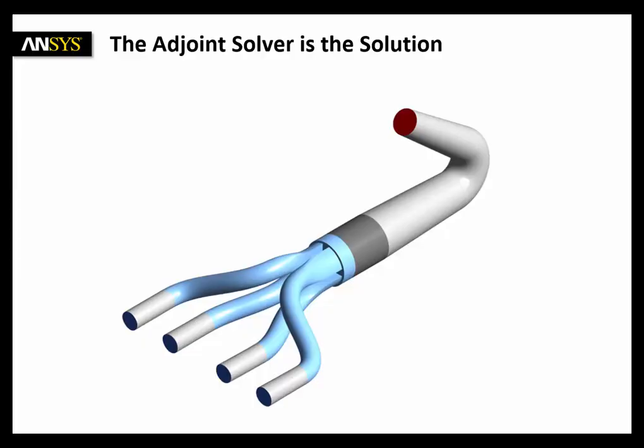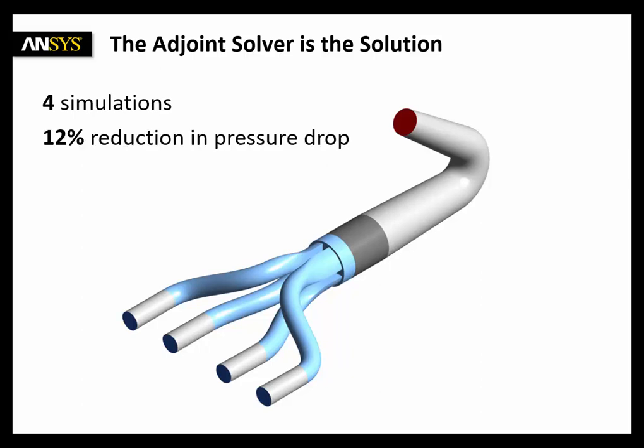Of course there is a smarter and faster solution. It's the Adjoint solver. In only 4 simulations, we're able to reduce the pressure drop by 12%. And here is the new design. How did we get there?